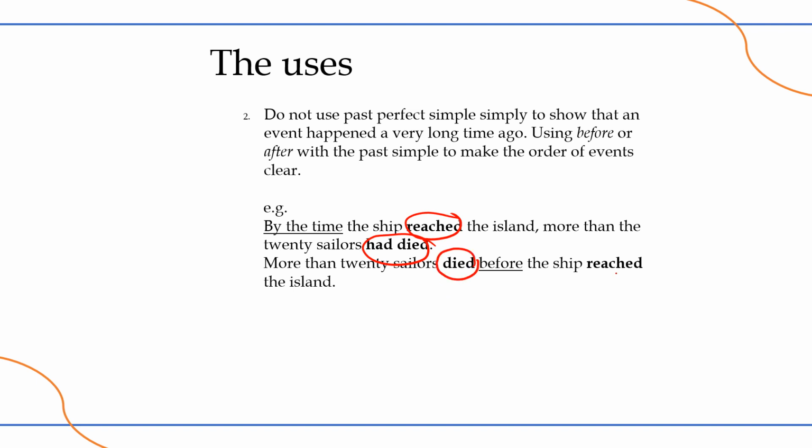When you want to use simple past, yeah, it is also appropriate, but you can use before or after to make it clear which one is the first event and which one is the second event. You can use simple past only, but please make sure that the relationship between events is clear. Which one is the first, which one is the second. If it is not clear, you can use past perfect for the first event and then simple past for the second event.